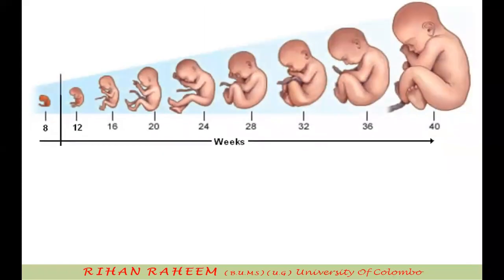Okay, the baby gets the human form. In our book they have given in months. So 3 months means how many weeks? 12 weeks. So can you see the 12 week, between the 12 and 16 week, the baby is getting the shape, takes the human form.